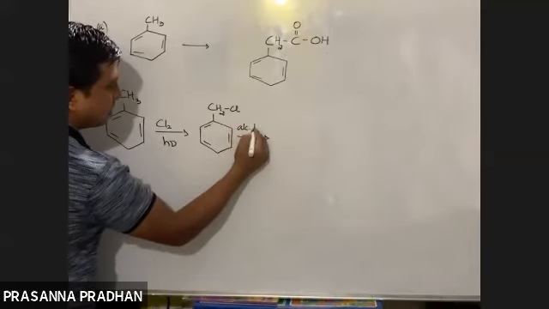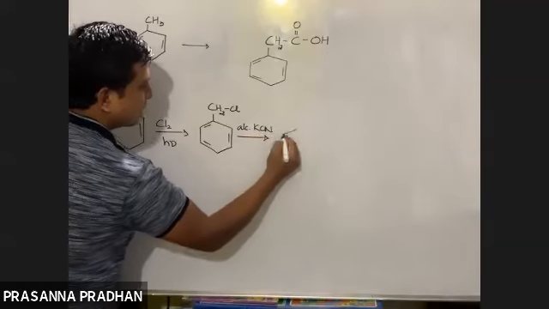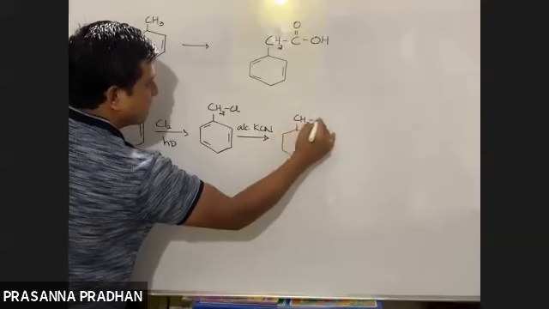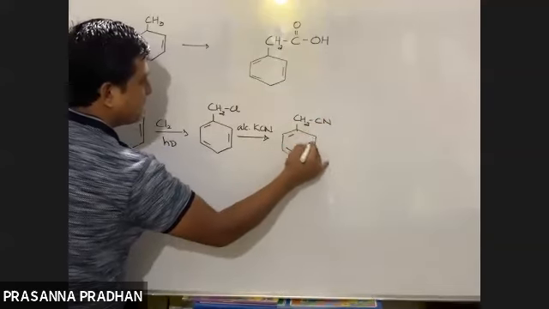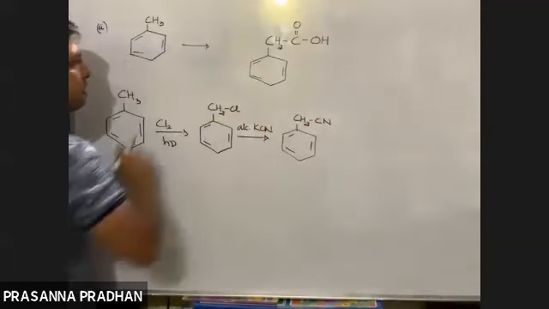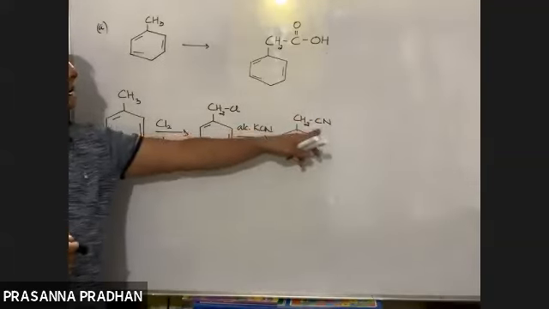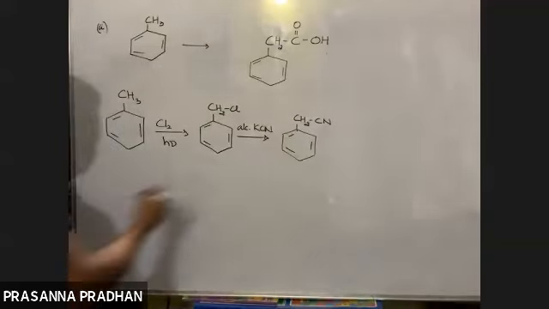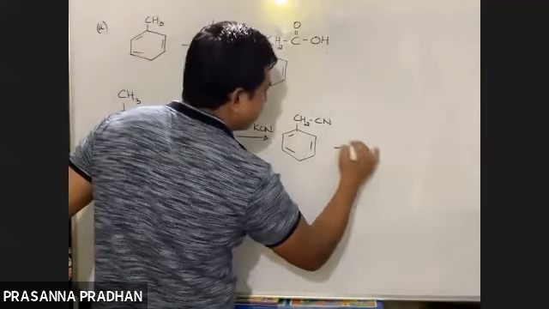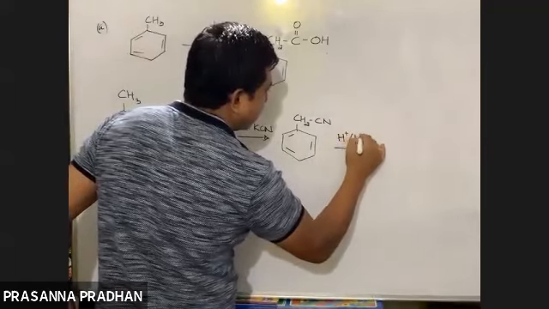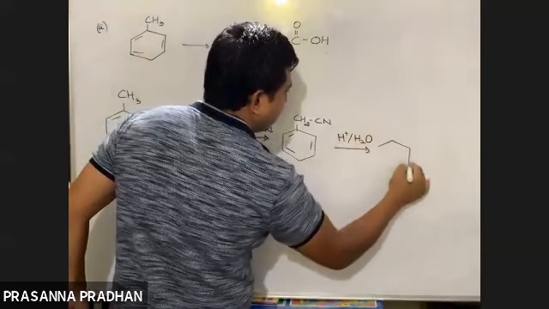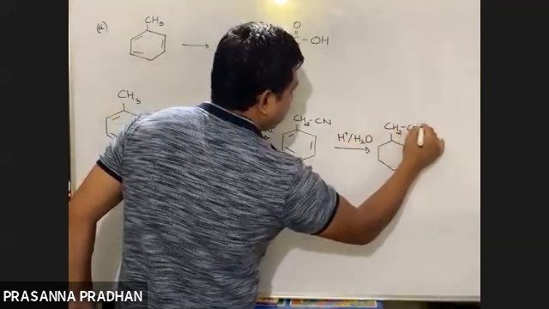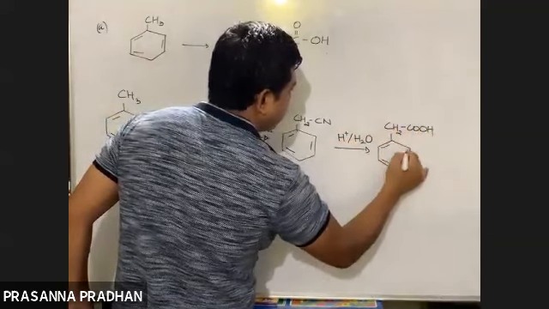Now the reagent will be alcoholic KCN. As soon as I treat this with alcoholic KCN, the Cl will get replaced by CN. So look at the product. I'm supposed to prepare this compound. If I can convert CN to the COOH group, then I'll get the desired product. I know the reagent for this: again acidic hydrolysis. The CH2CN group will get converted to the COOH group. So 2-phenyl ethanoic acid.